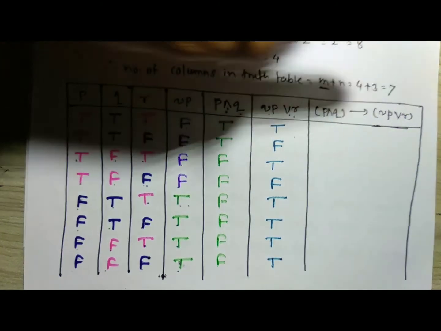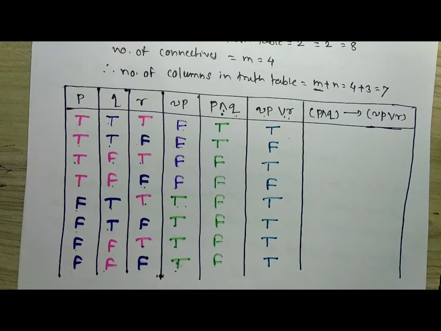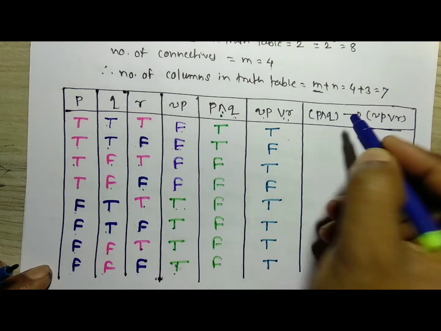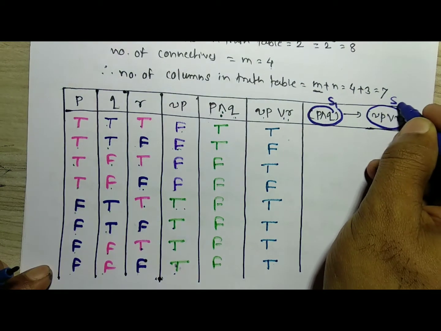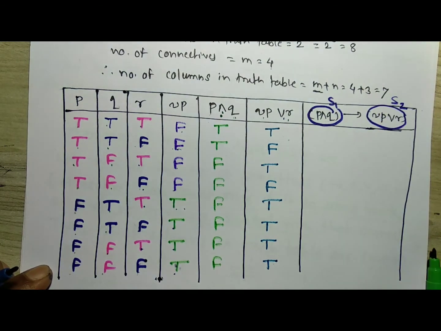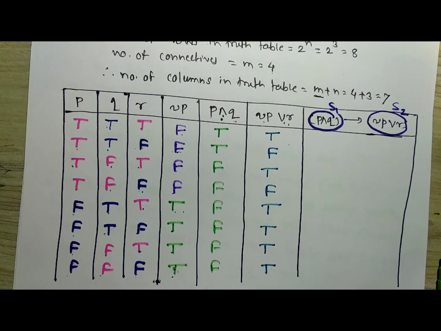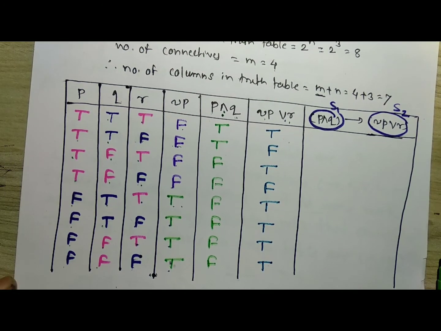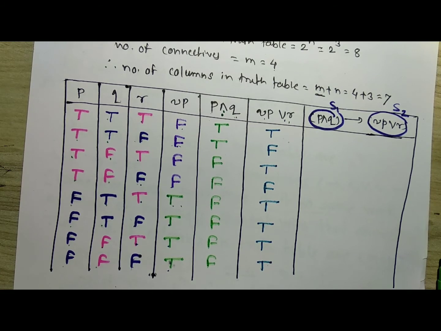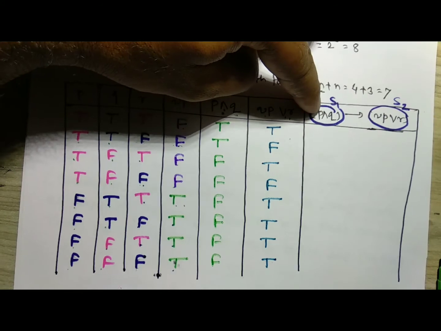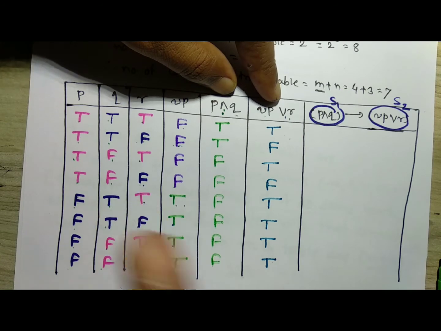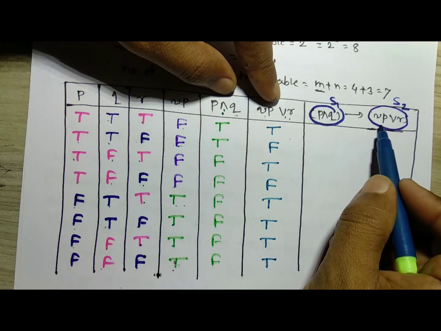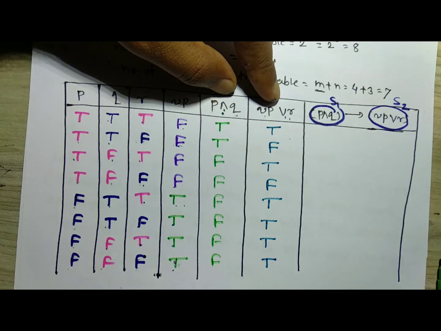Right now we are going with the implication. Here, first of all, this is statement 1 and this is statement 2. It is the most important thing, because in an implication the first statement and the second statement are the most important. The first statement is your P and Q. That means this is the first statement and this is the second statement. If the first is true and the second is false, then it is false, otherwise it is true.